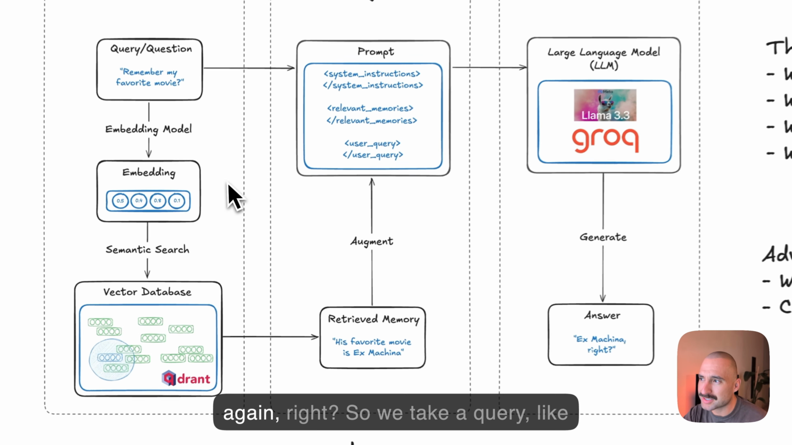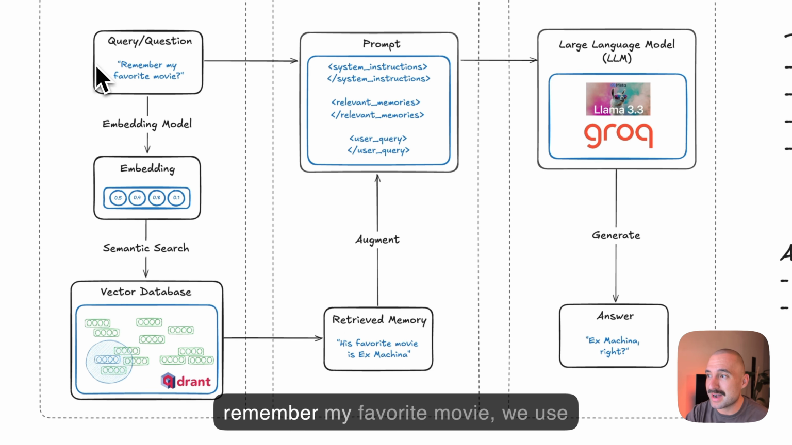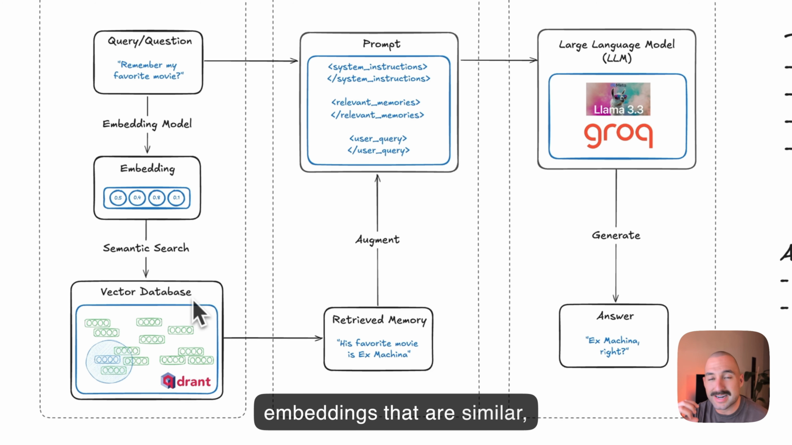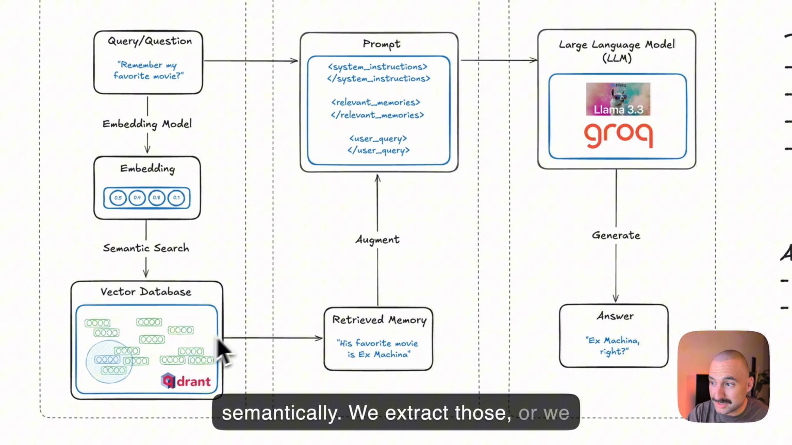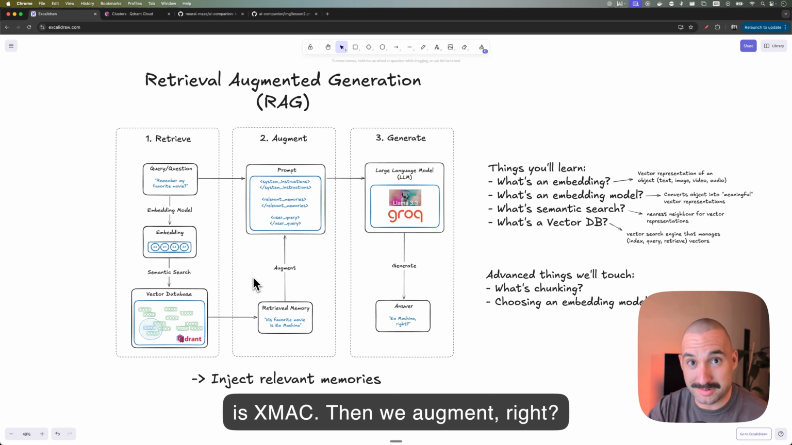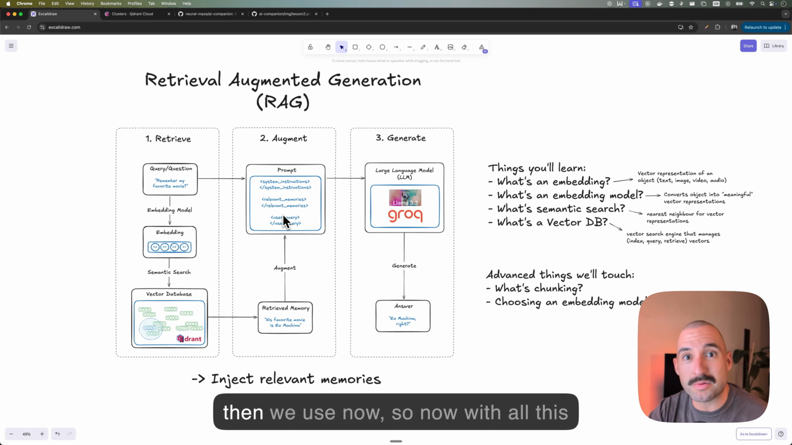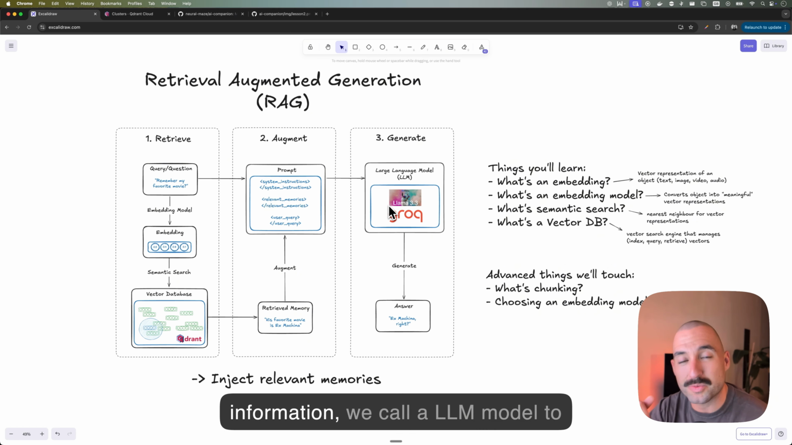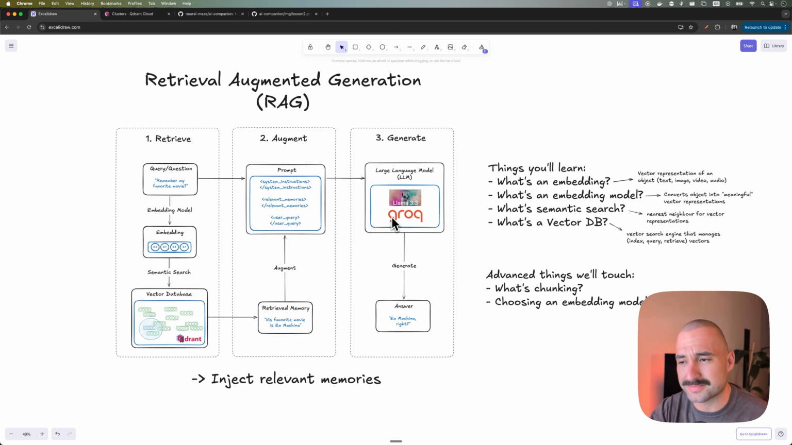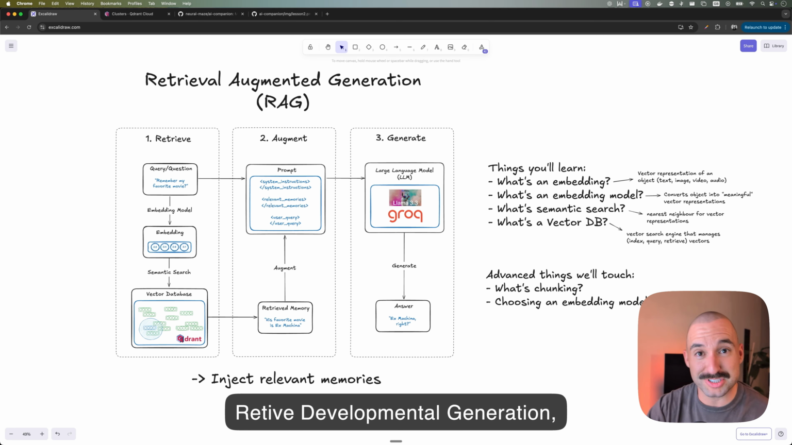So let's review that again, right? We take a query like "remember my favorite movie." We use an embedding model to generate an embedding. And then we use a technique called semantic search to look in the vector database for those embeddings that are similar semantically. We retrieve those, which in this case could be something like "his favorite movie is Ex Machina." Then we augment, right? We inject this into the prompt. And with all this information, we call an LLM to give us an answer, which is something like Ex Machina, right? Awesome. So this more or less represents retrieval augmented generation.